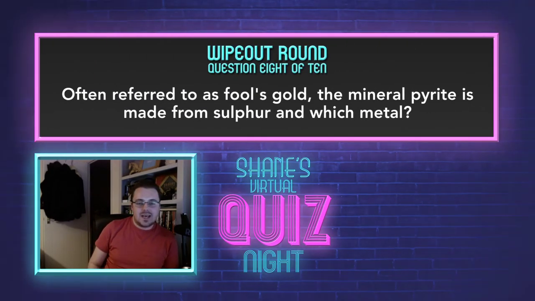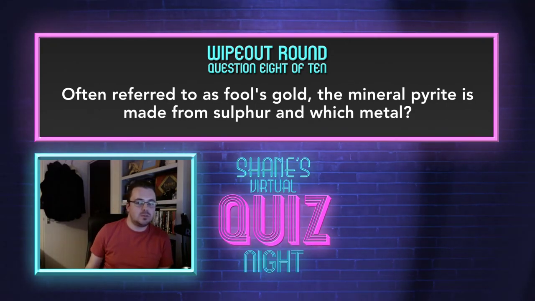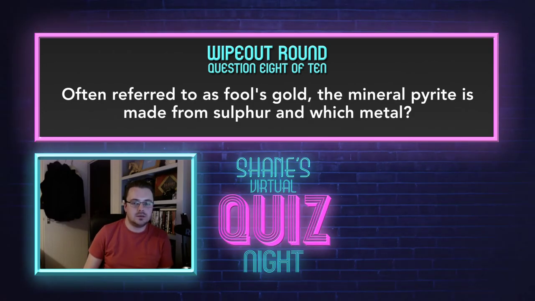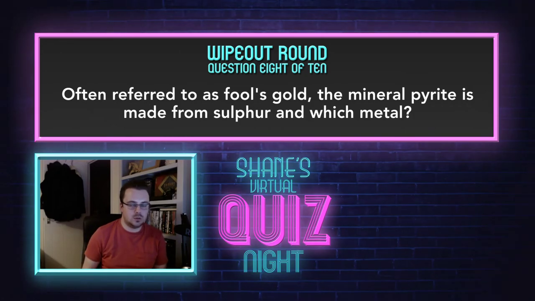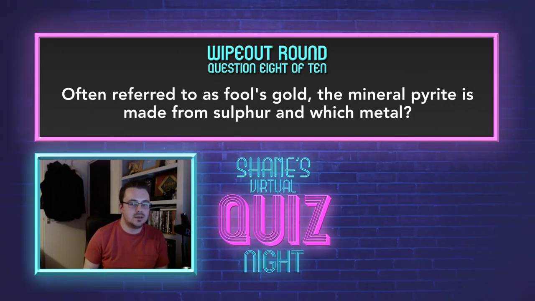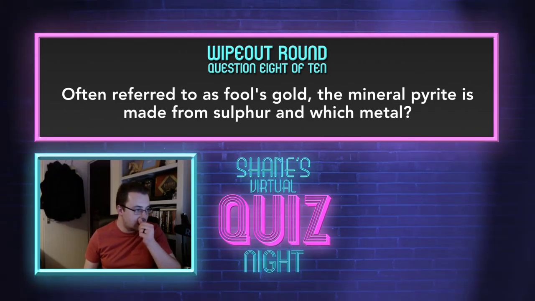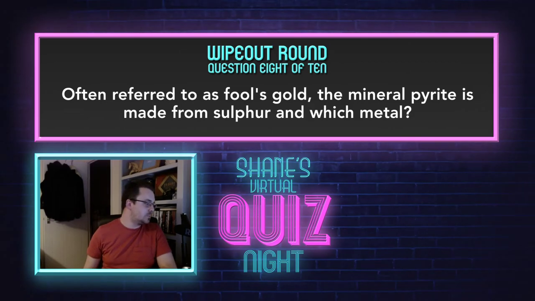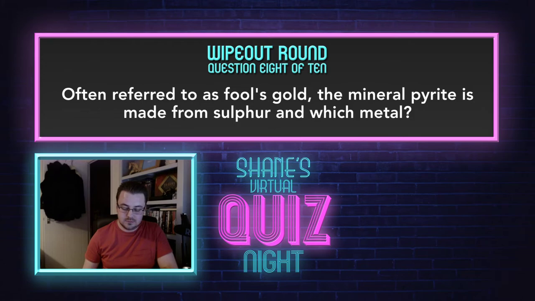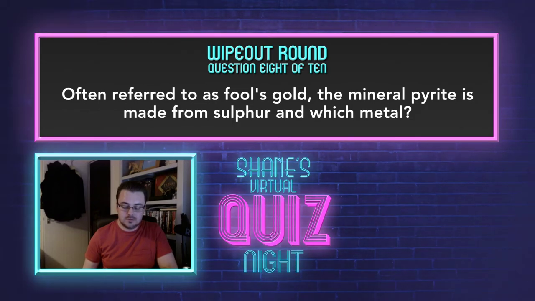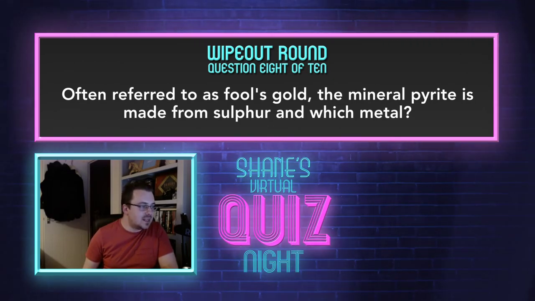Question number 8 of 10. Often referred to as fool's gold, the mineral pyrite is made from sulfur and which metal? Looks like Dad's struggling with this one.